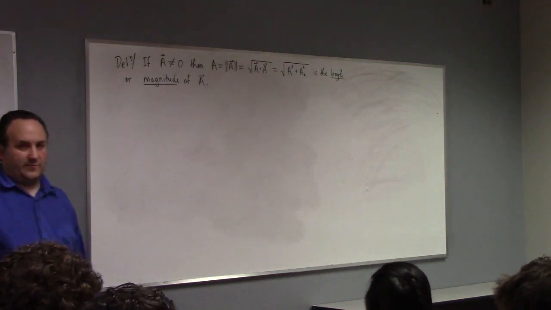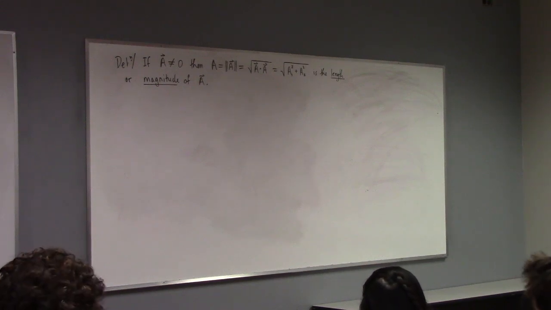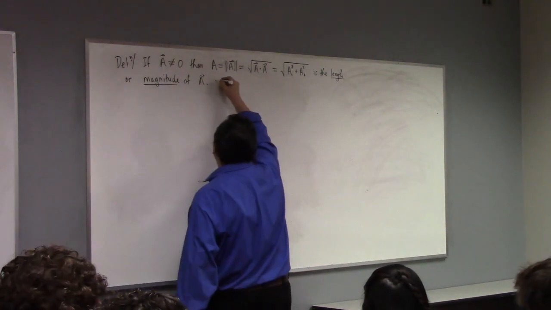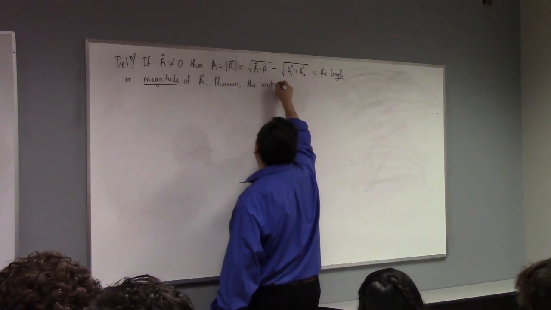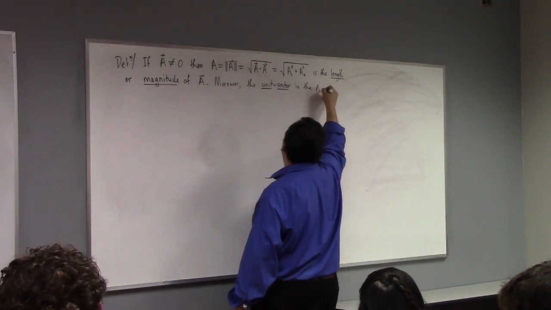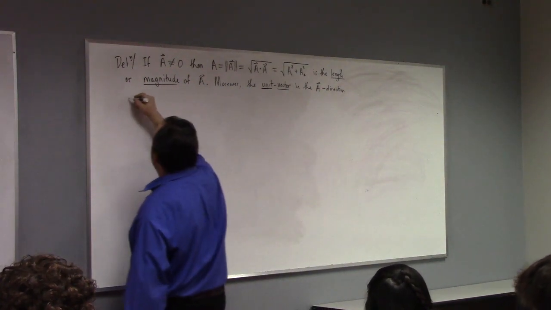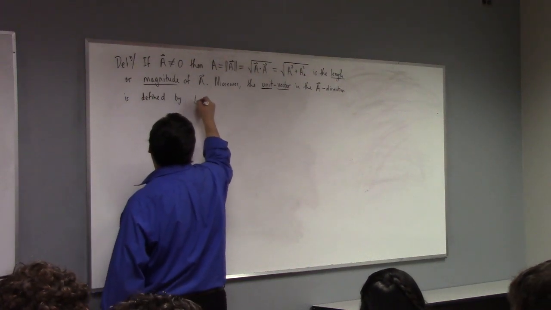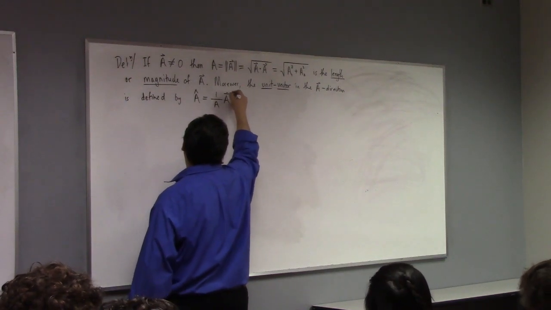And by the way, at the moment, A could be 0, and the magnitude of 0 would be 0. But what I'm about to write doesn't make sense for 0. That's why I've assumed A is not equal to 0 for this definition. The unit vector in the A direction is defined by A hat equals 1 over the magnitude of A times the A vector.